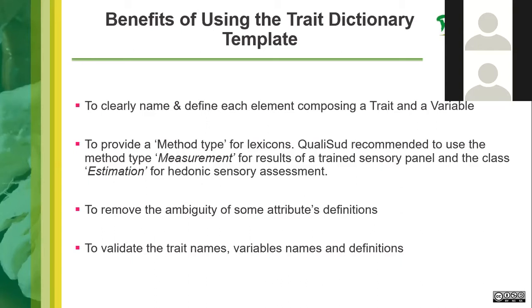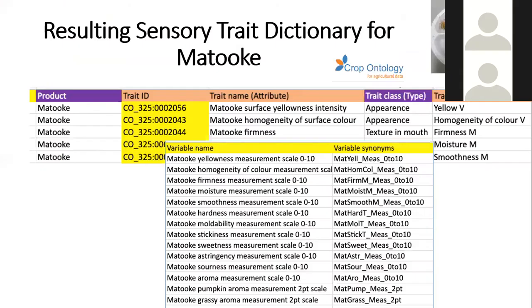Also, having a template which is uniform helps to remove ambiguity of some attribute definitions, because in the construction of these trait dictionaries, there is wide consultation with the food scientists involved. And it also helps to validate the trait names, variable names, and definitions through these consultations with the food scientists.